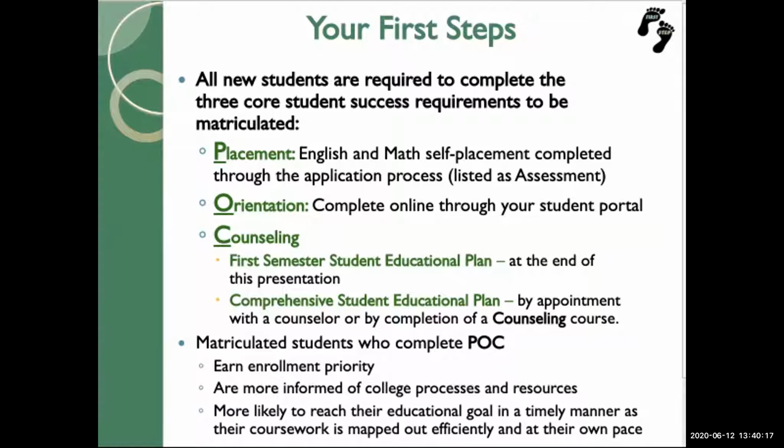These are considered the 3 core student success requirements that all students must satisfy in order to be considered fully matriculated. This means you will earn priority registration, you will be more informed of the college processes and resources available, and you will reach your goal without wasting time.